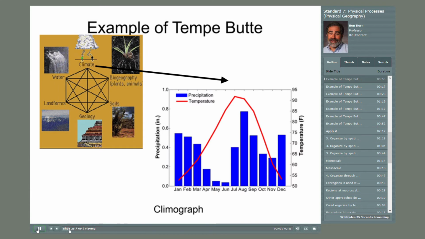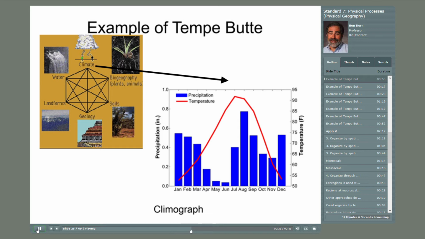So let's look at the climate of the southern Arizona area of Tempe Butte. One way to look at the climate is to use what's called a climograph, where you display monthly averages in temperature and precipitation. And because we still don't use the metric system, you can see the average monthly temperature in Fahrenheit, where it peaks in June and July, and it's colder in January and December.